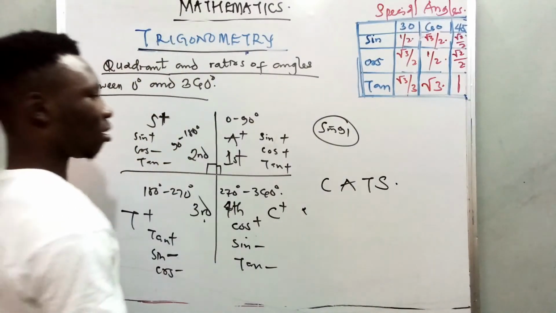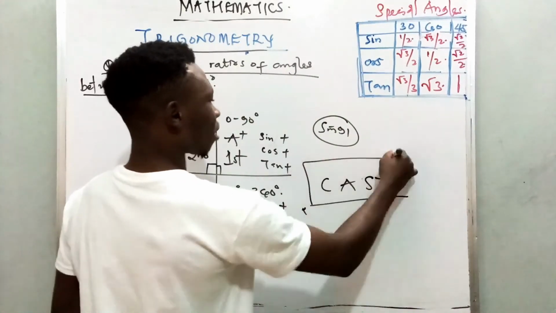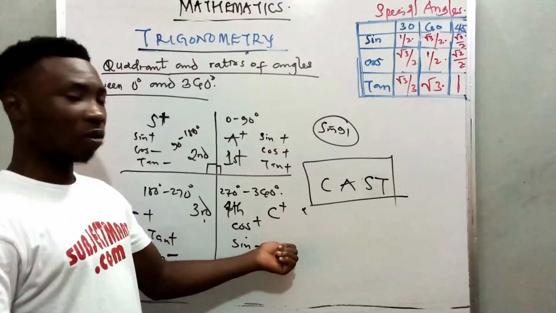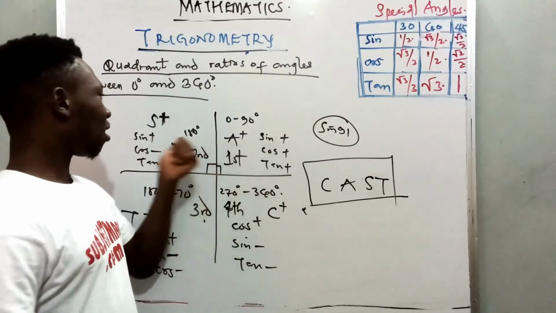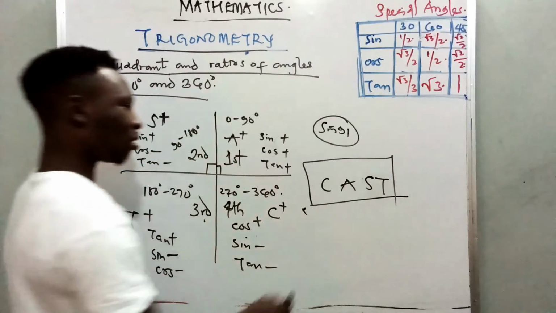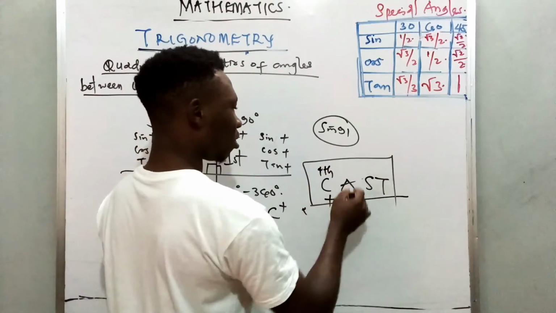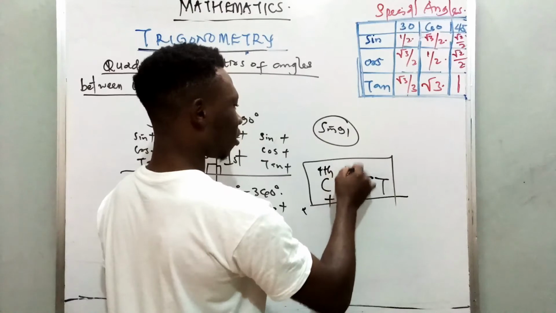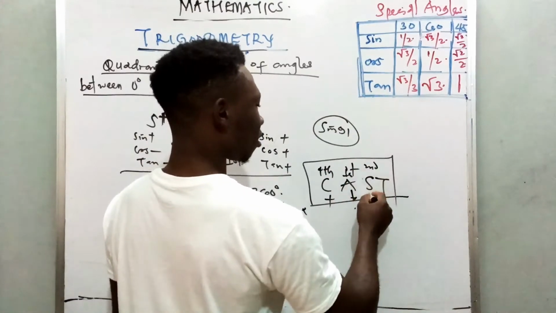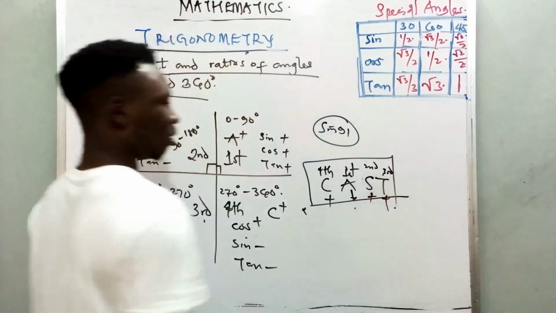C-A-S-T, that's cast. You can use cast to represent your quadrants. You start from the fourth quadrant. C-A-S-T, like I used to represent it, this means that in your fourth quadrant, cos is positive. First quadrant, all is positive. Second quadrant, sine is positive. Third quadrant, tan is positive.